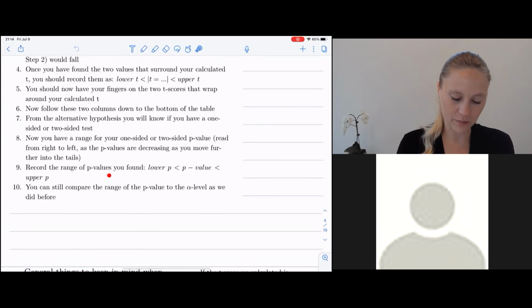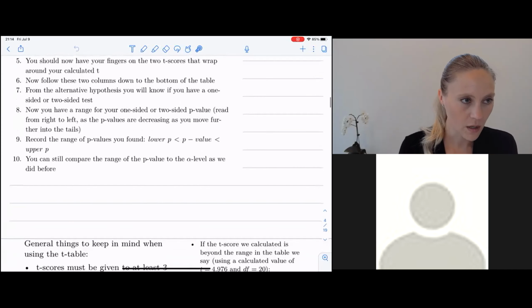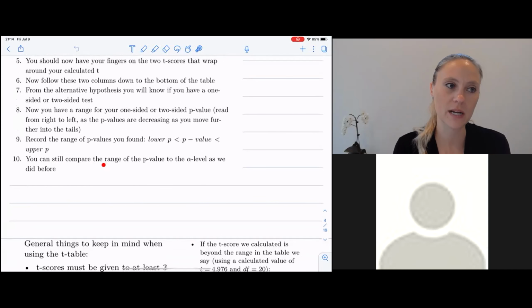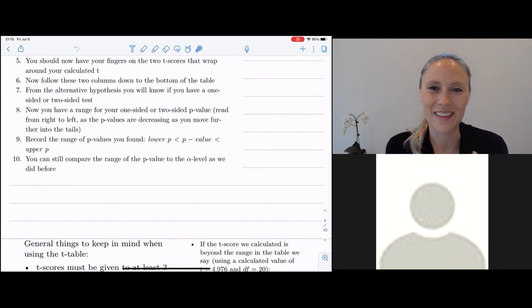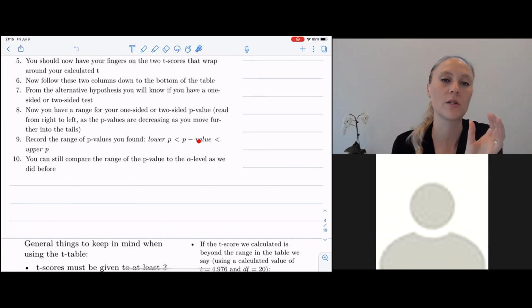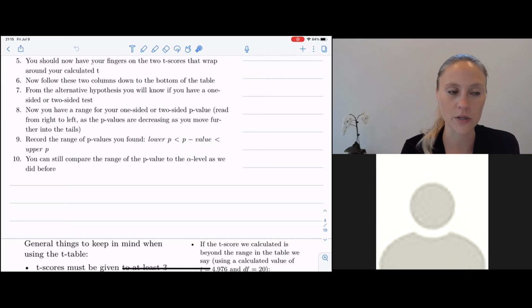And then you're going to record the range of the p-values you found, right? So your p-value is going to be between two values. And you can still compare the range. It's going to feel weird in the beginning, but if the alpha level is 0.05 and your p-value is between 0.01 and 0.05, then the highest it can be is 0.05. So even if you're on the alpha level, you can still figure out how your p-value relates, because remember the p-value is somewhere in between those. It's neither of them exactly, it's somewhere in between them. So you can still figure out how your p-value relates to the alpha level.